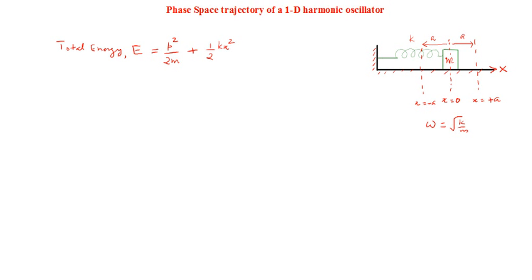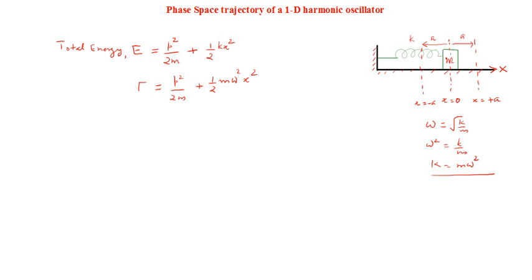Now let me do one thing. Let me just rewrite this equation. As the first term I'm retaining p square by 2m, plus half kx square. So I'm going to substitute for k. Here omega square is equal to k by m, which gives k equal to m omega square. You are familiar with all these equations. So instead of k I'm substituting half m omega square x square, right?